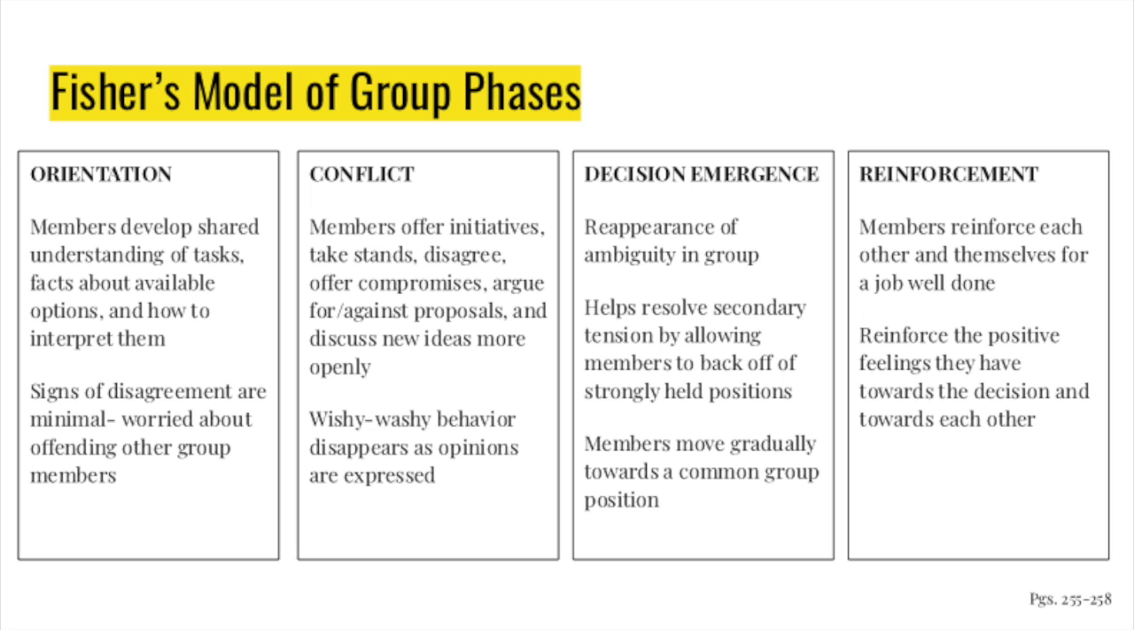But then the decision emergence is where there's a reappearance of the ambiguity. The decision of the group is made at that point, and strong beliefs of others are generally let go. The decision that is forming allows for unity for a common goal. And the reinforcement of the group is when the members form their decision and build the group up. The group usually provides positive encouragement to the rest of the group.